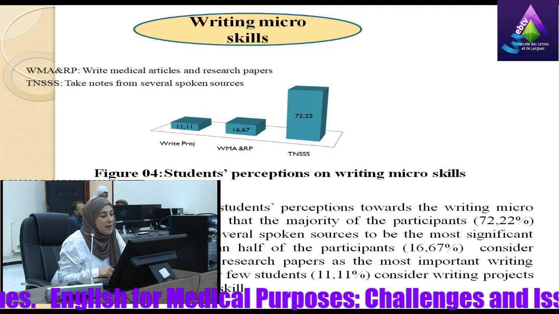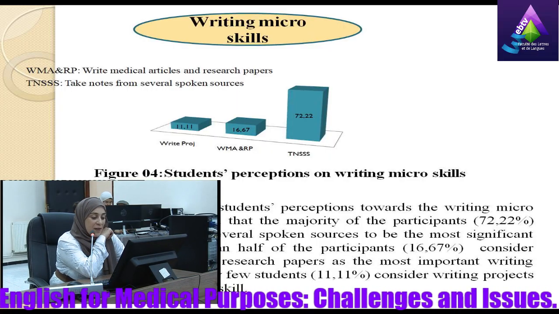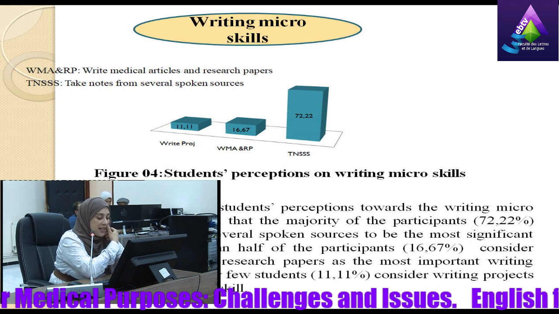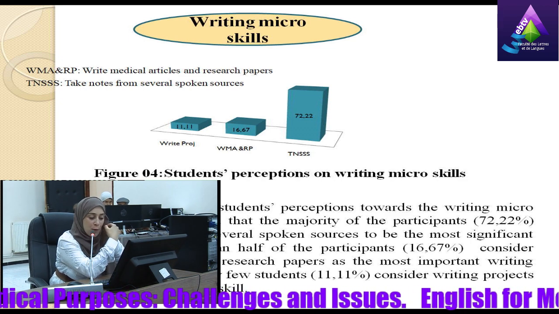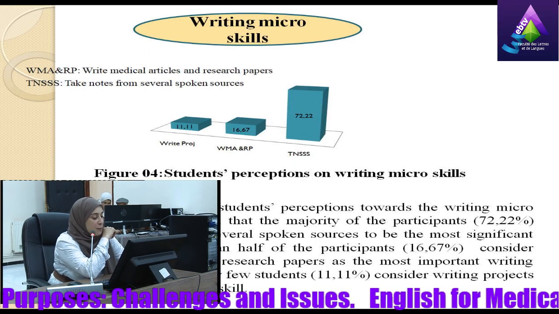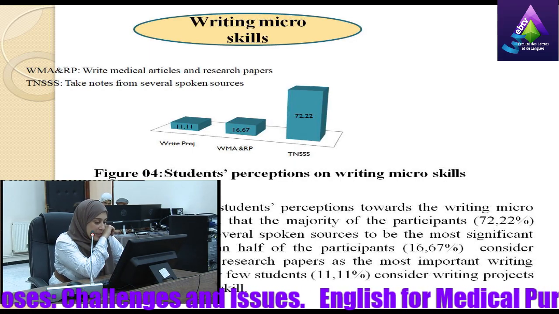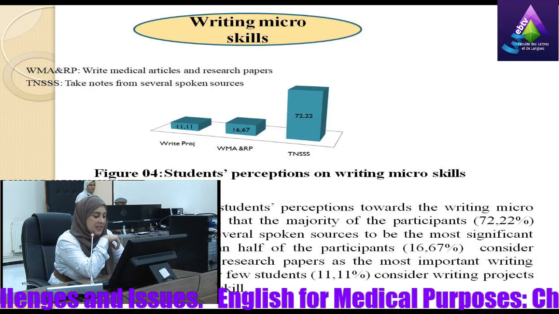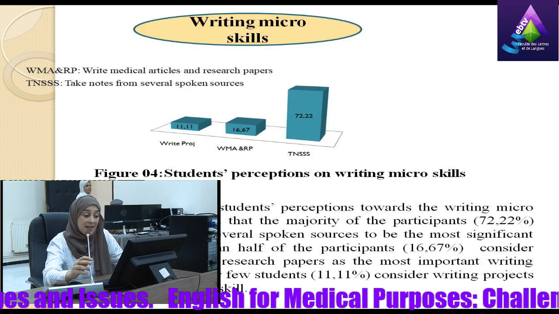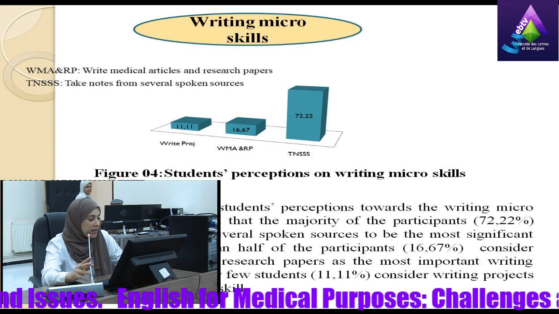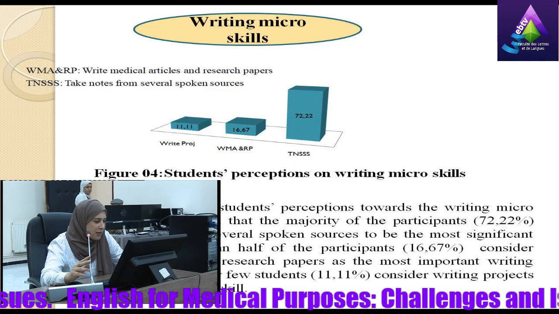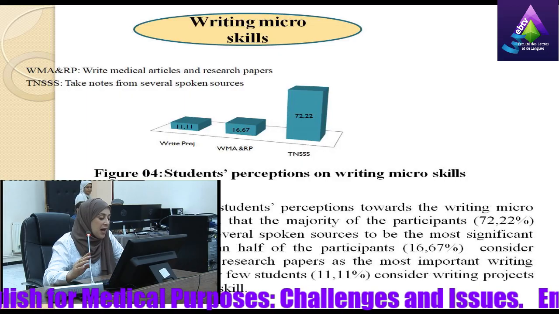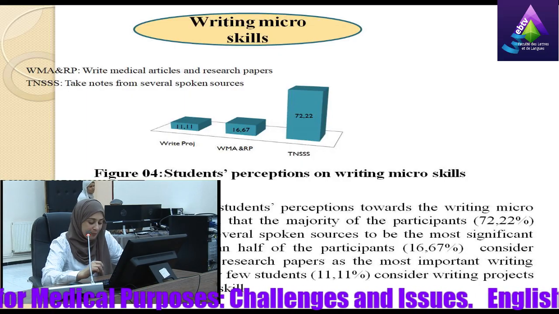Now we go to the writing micro skills. The findings reveal that the majority of the participants, that is 72.22%, consider taking notes from several spoken sources, of course in English, to be the most significant writing micro skill. Less than half of the participants, that is 60.67%, consider writing medical articles and research papers as the most important writing micro skill. We have a minority of 11.11% who consider writing projects as the most important writing skill for them.